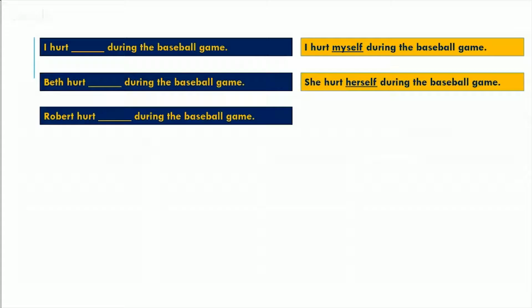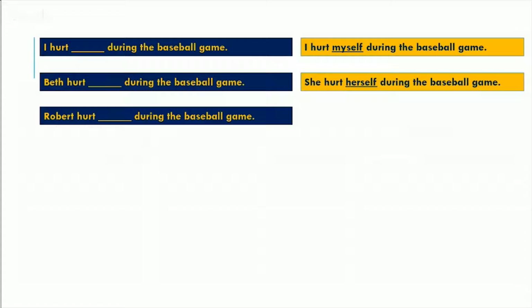All right, so we do have an answer there. Nereida has an answer for us. She says, Beth hurt herself during the baseball game. That is correct. That is very good. I'm going to ask you to put a period. Period is un punto. Don't forget the period at the end, but everything else is perfect. Beth hurt herself during the baseball game.